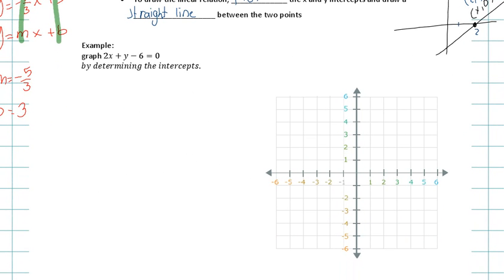And to find the x-intercept, what do I do? Put 0 for y. Okay? So I'm going to have to plug in 0 for y. So 2x plus 0 minus 6 equal to 0. Are we okay with this? Yes. So all I did is I removed the y and I put a 0 instead of it.